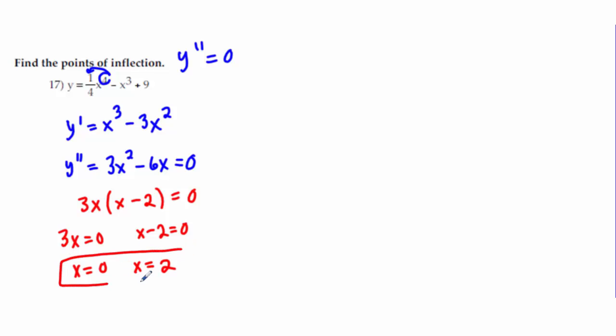Since all it wanted was the points of inflection, I don't need to say where it's concave up or concave down. So I don't need to make the number line like I did on the last one.